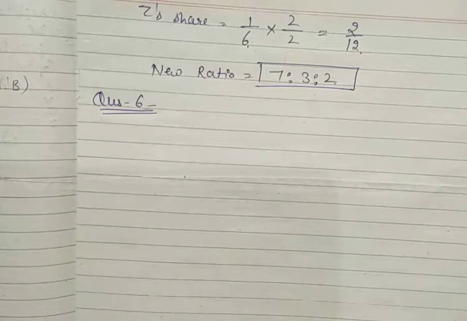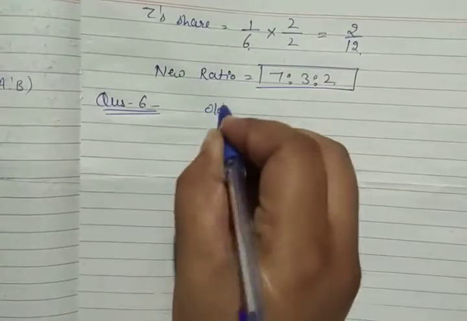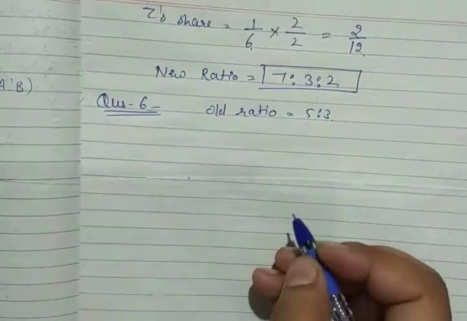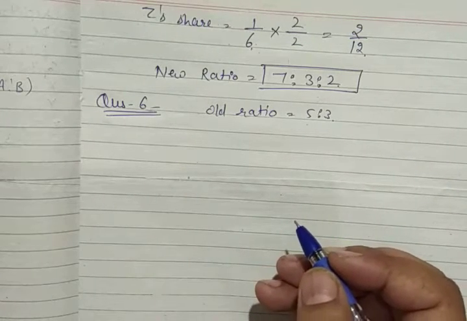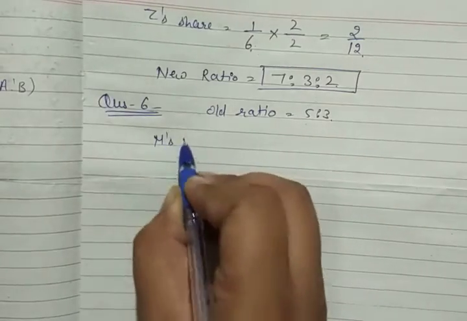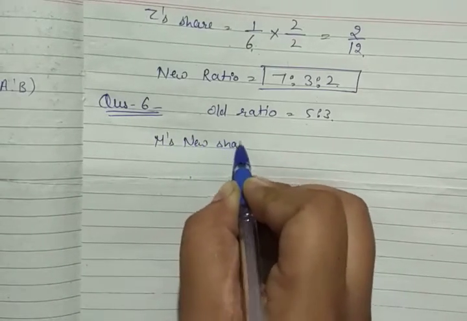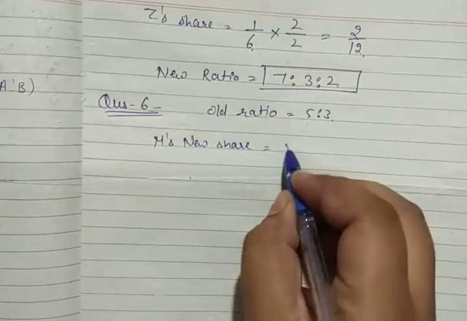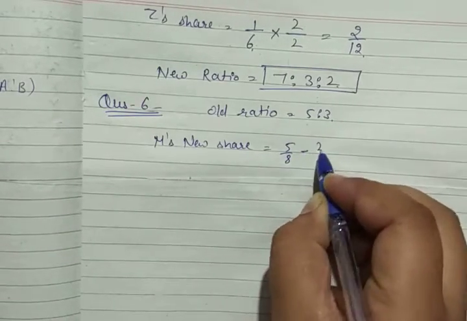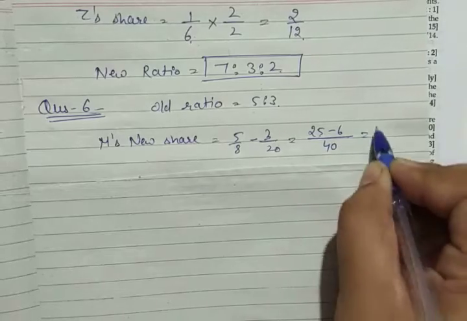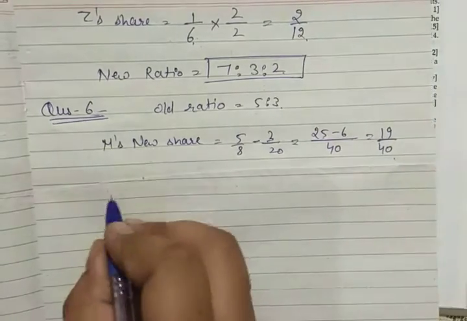So first of all, we will write out the old ratio. Old ratio is given as 5:3, and they have admitted R, and R is taking 3 by 20 from M. So we will write here that M's new share will be old minus sacrifice. Old share minus what he sacrificed. Old is 5 by 8 and he sacrificed 3 by 20. So it will be 40. 25 minus 6 equals 19 by 40.